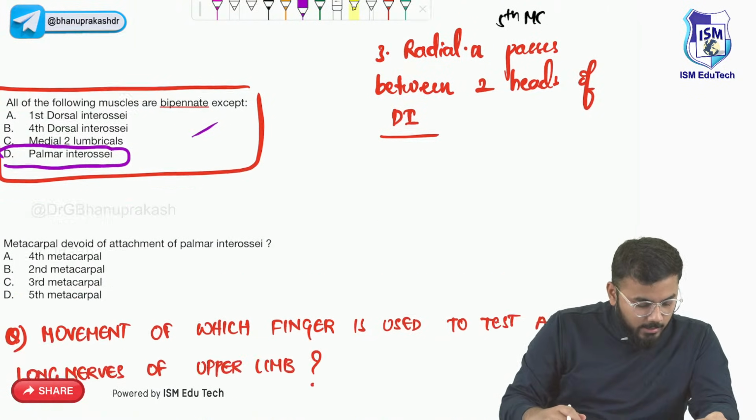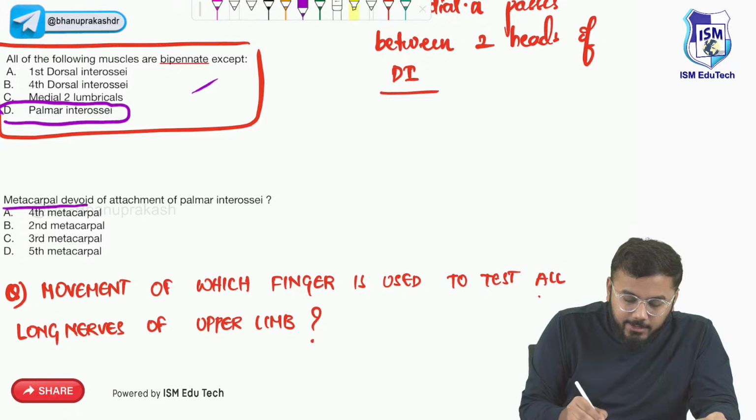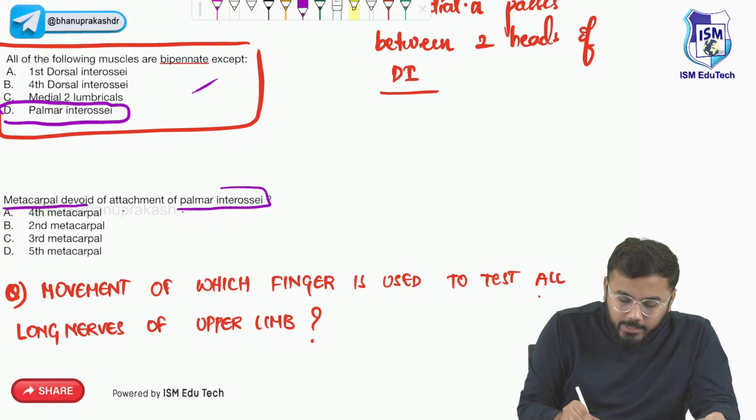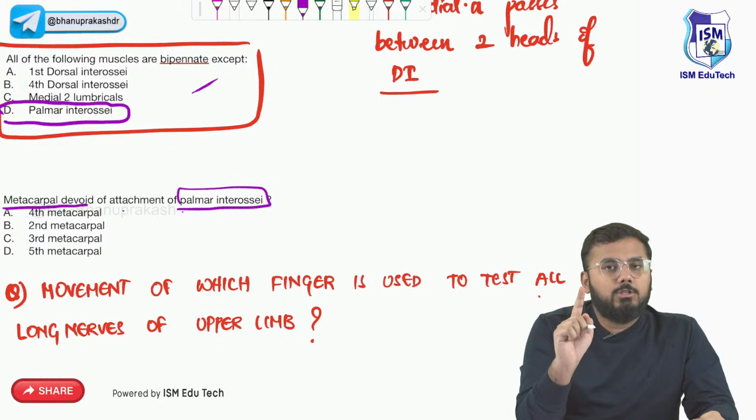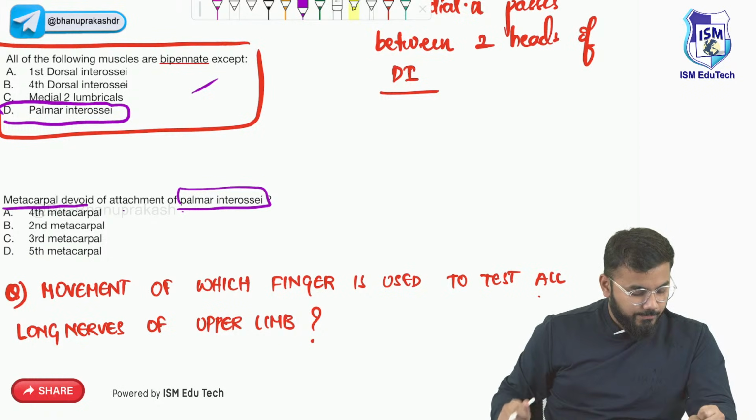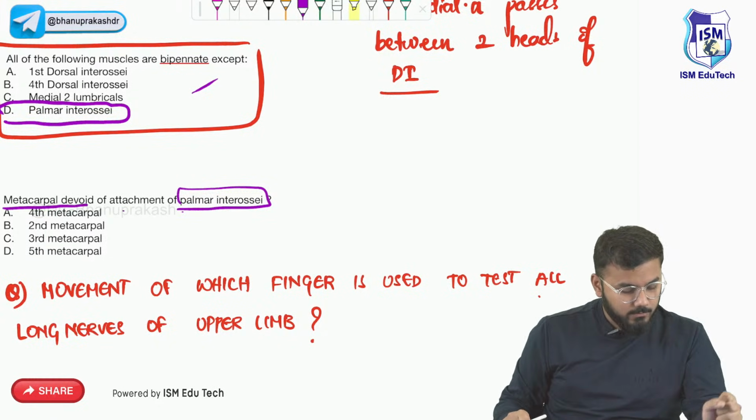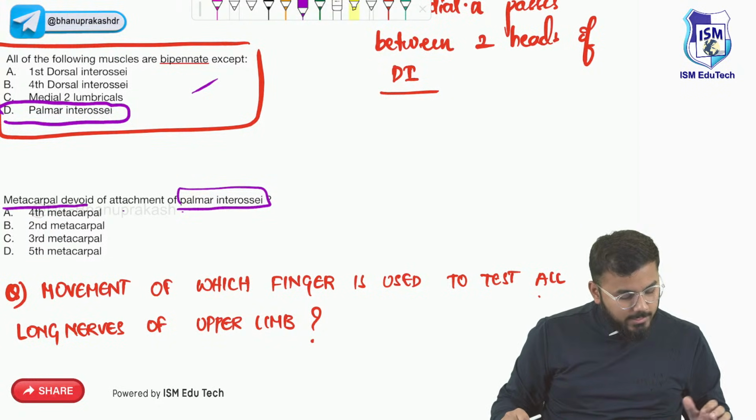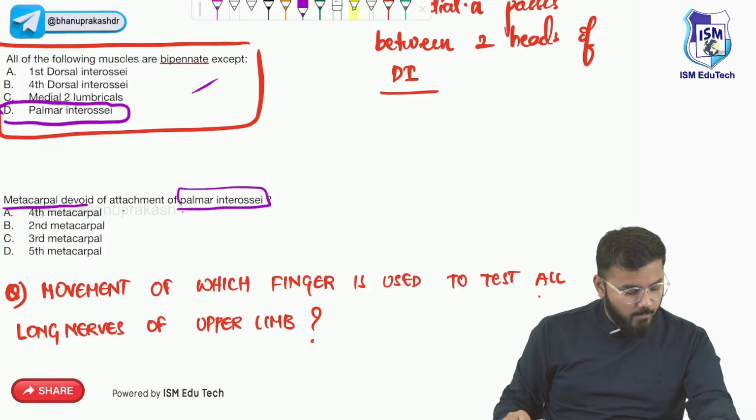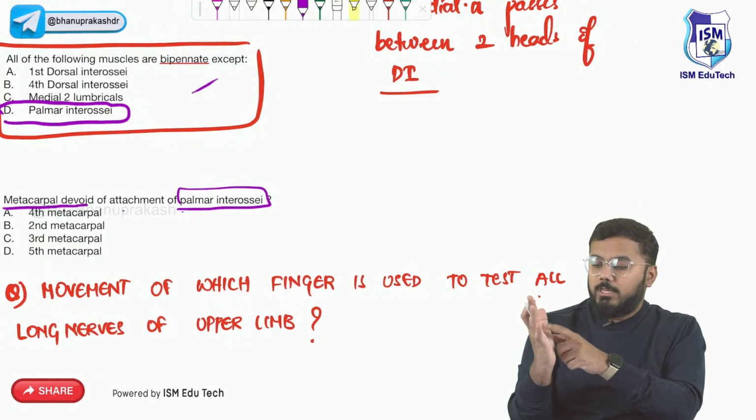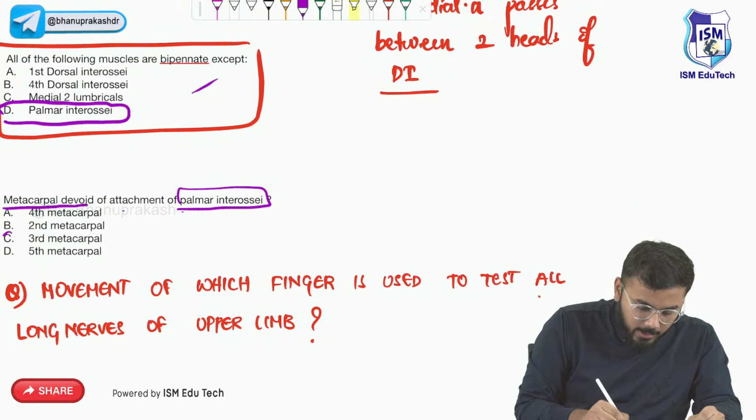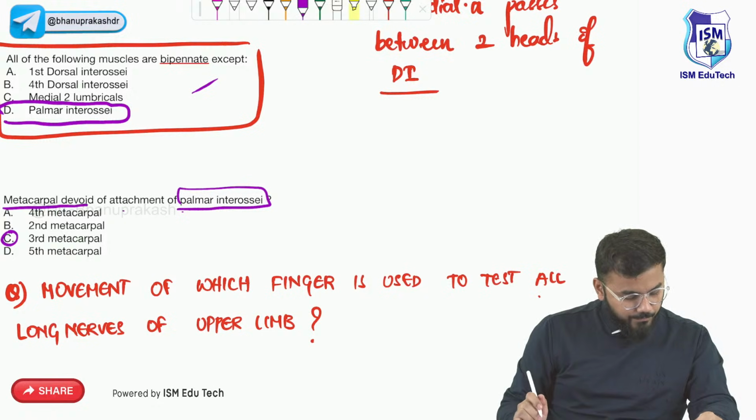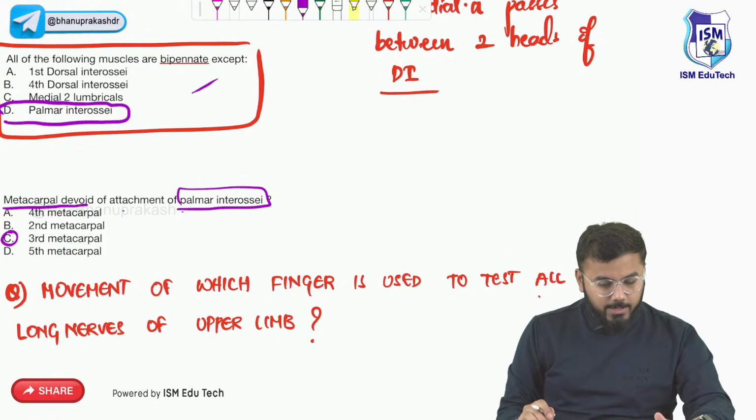Next important thing. Look at this metacarpal devoid of attachment of palmar interossei. Which metacarpal does not have palmar interossei, guys? Palmar interossei are absent in, very good, third metacarpal, right? 1, 2, 3. The third metacarpal is not having palmar interossei.